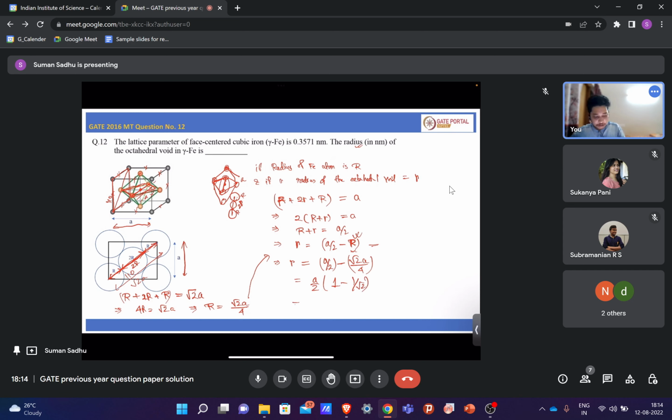Now the lattice parameter for the FCC iron is given, it is 0.3571 nanometer. Now if we put the lattice parameter value here, we will get the size of the octahedral void. So the lattice parameter value is 0.3571 nanometer divided by 2 times 1 minus 1 by root 2, in nanometer.